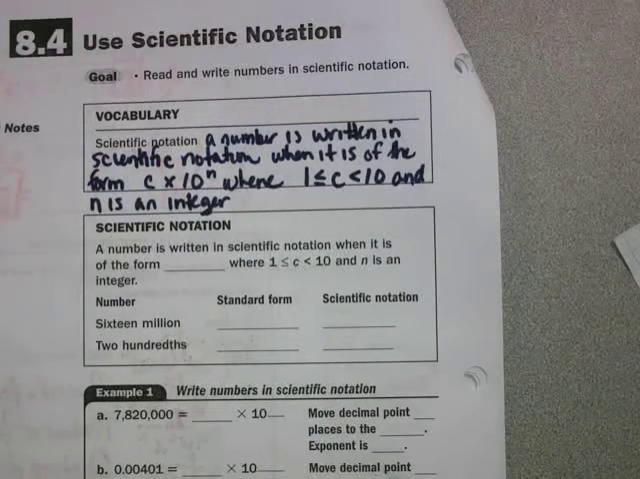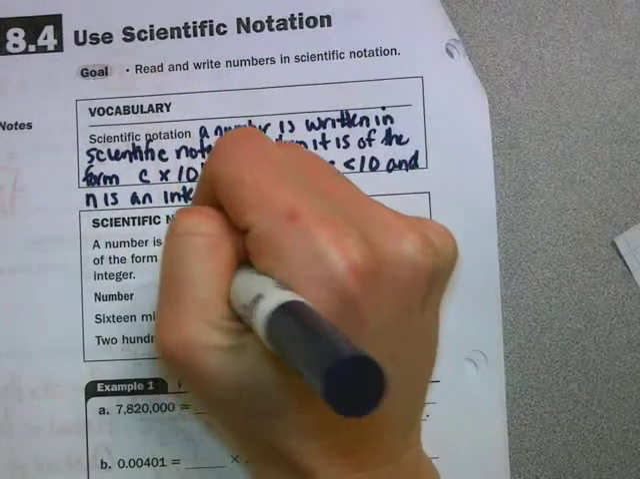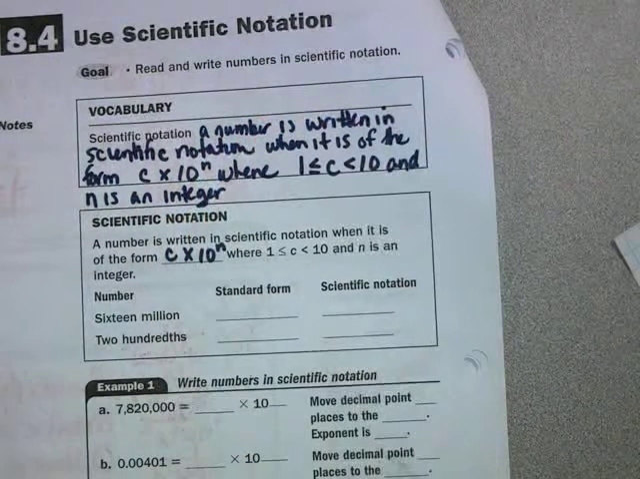So it's also, it has to be an integer. So it has to be basically a positive whole number that can be equal to 1, greater than it, or less than 10. So a single digit positive integer. All right, a number is written in scientific notation when it's of this form. So here's our definition again. c times 10 to the power of n.